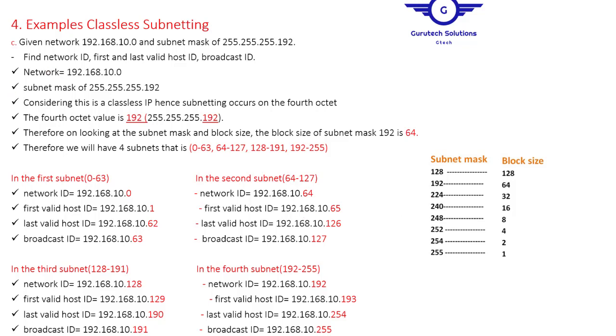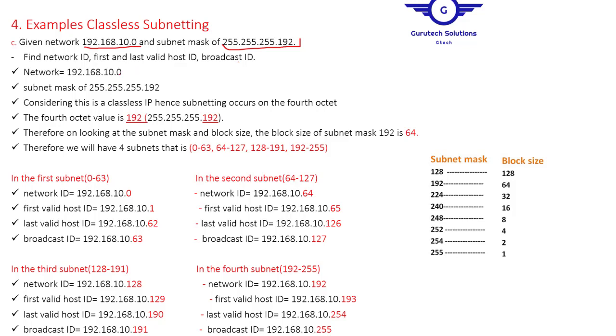Given this network with the subnet mask of this one, find the network ID, first valid host ID, last valid host ID, and broadcast ID. So we see the roadmap of subnetting.